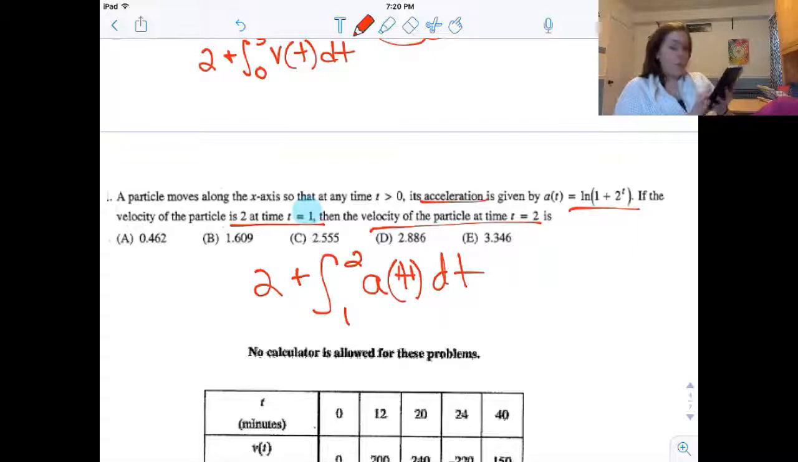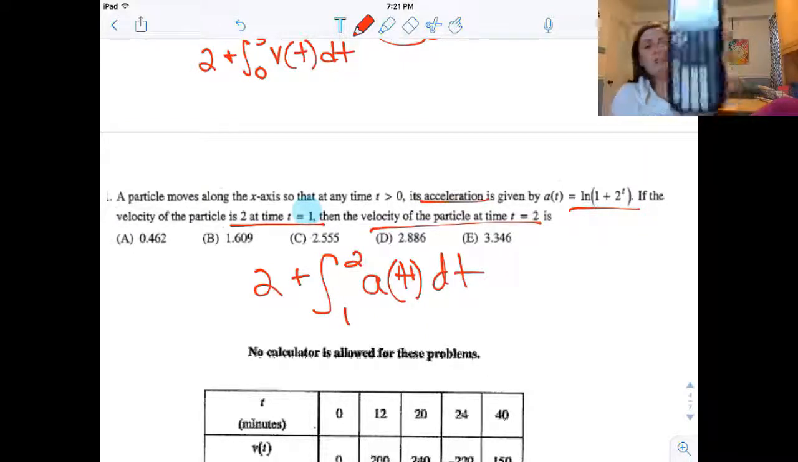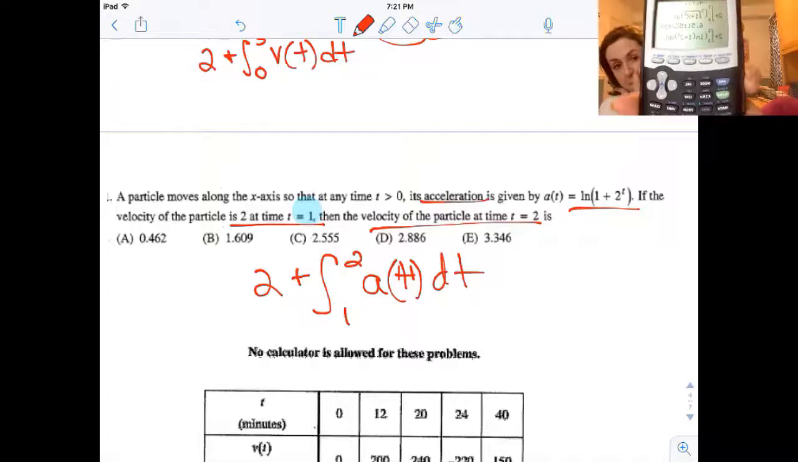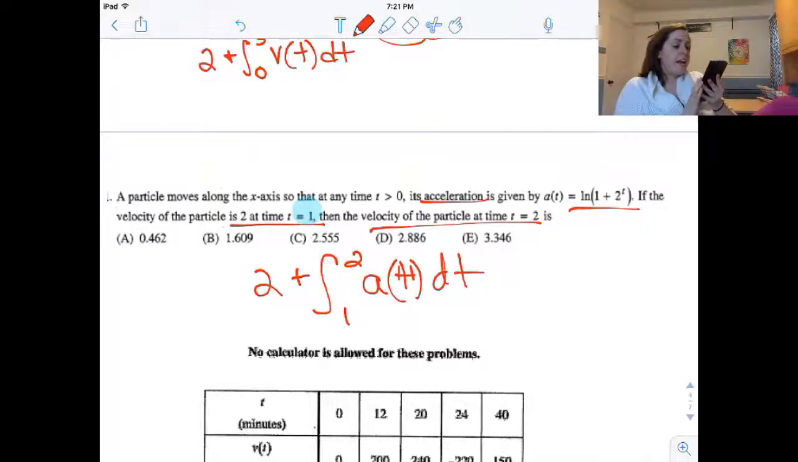I'm going to put that into my calculator. I know this is boring, so speed me up through this if you need to. Math 9, integral from 1 to 2 of ln 1 plus 2 to the x dx. So that's what I'm putting in there. Hit enter, and I get 3.346, which is E. Okay, cool. Now, a good bet on this is they will have one where it's the integral from 1 to 2. So just be careful.